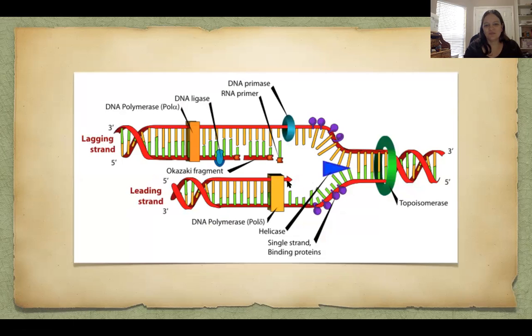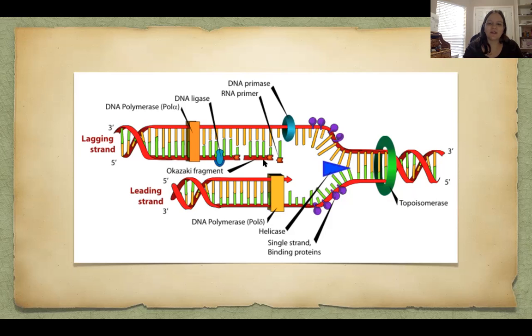Because it's reading in the same direction that the DNA is being broken apart, it just kind of follows along behind the helicase. The lagging strand, though, kind of has to start in several places and create these little fragments. So you have a DNA polymerase that'll come in and do a short piece, and then another DNA polymerase will come in and do the short piece behind it.